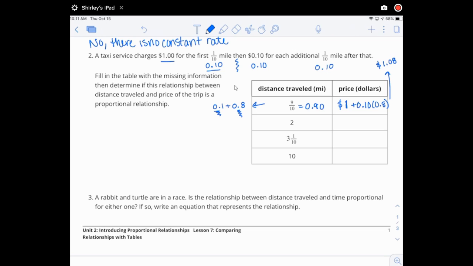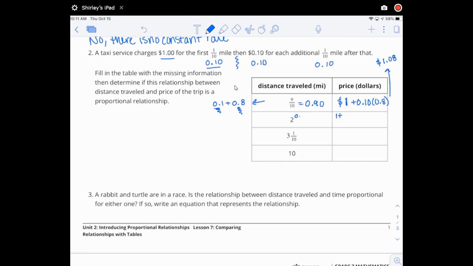I'm traveling 2 miles. So for my first tenth of a mile, I get charged $1. So I'm at 0.1 plus what number takes me up to 2? That's going to be 1.9. So then I have 1.9 times those 10 cents. So 1.9 times 0.1 is 19 cents plus $1 is $1.19.